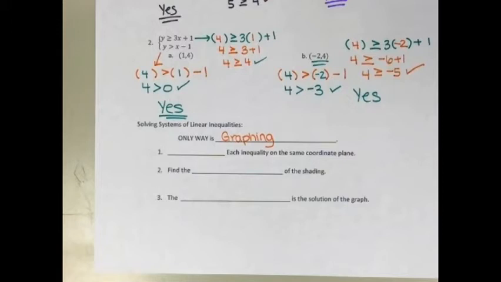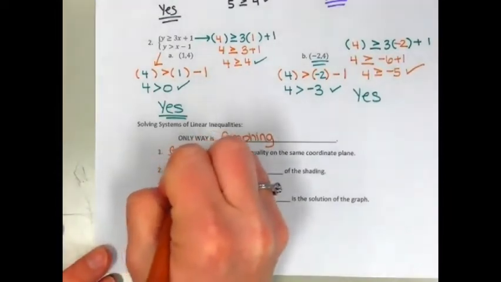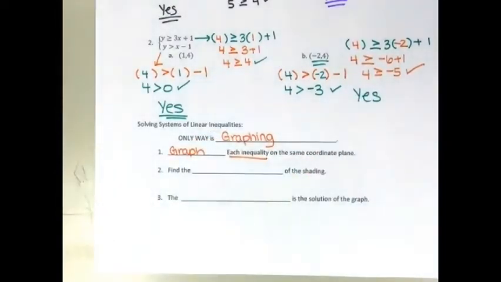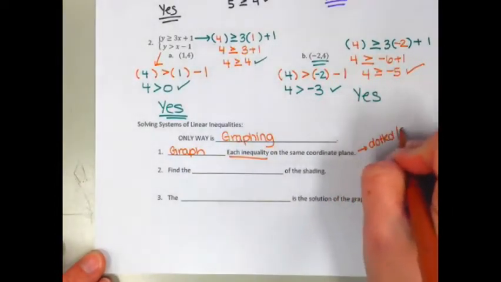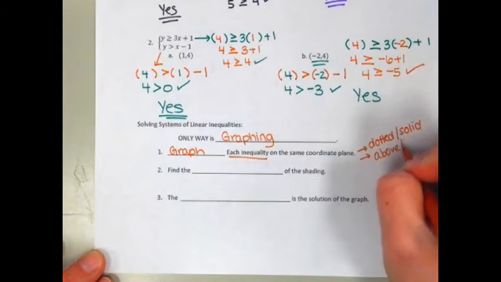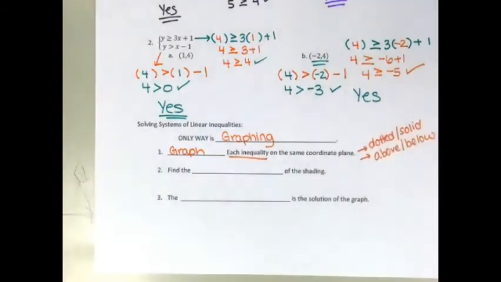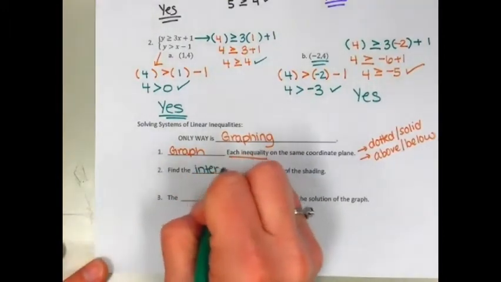Okay. So first thing, we're going to graph each inequality on the same coordinate plane. And when we graph that, we have to include, is it dotted or solid? And do we shade above or below? You have to answer those and do it for every single one of your lines. Okay. Then, once you do that, can you find the intersection? And what's intersection mean?